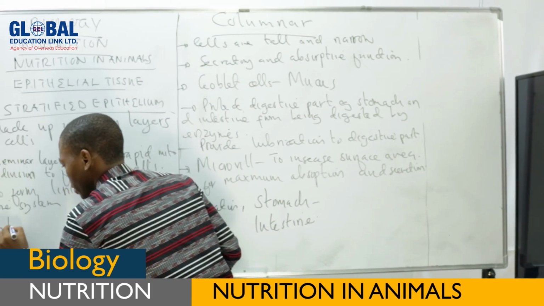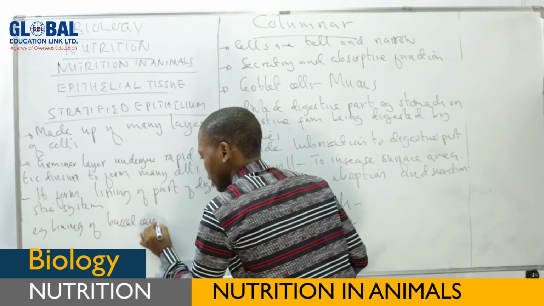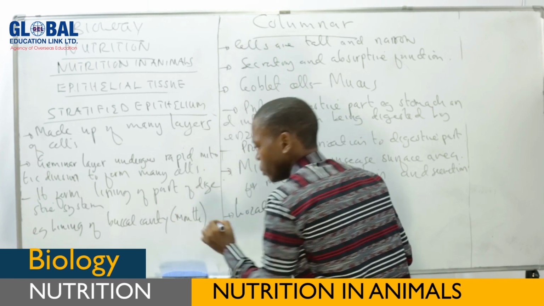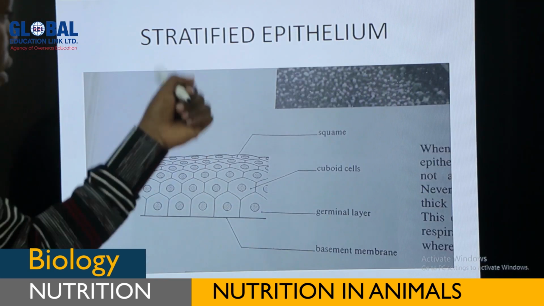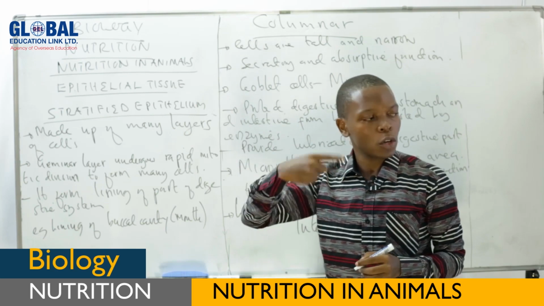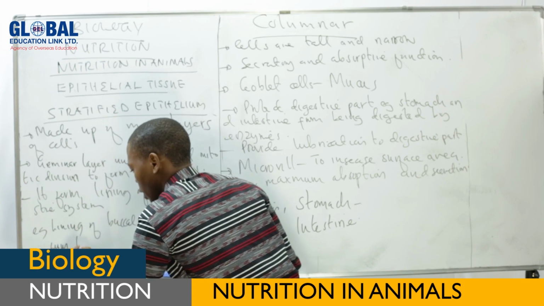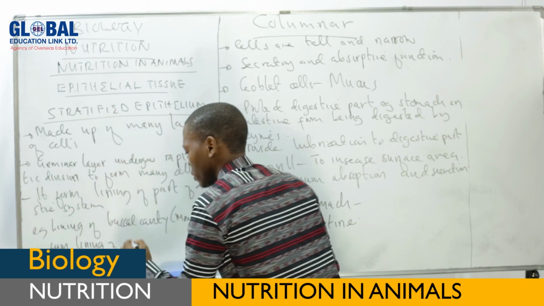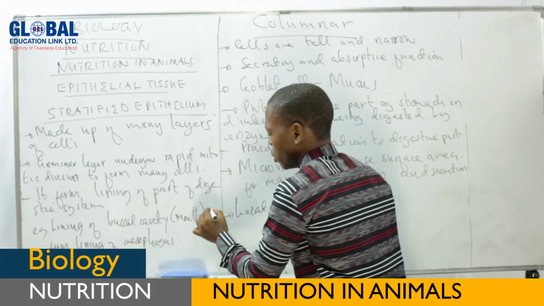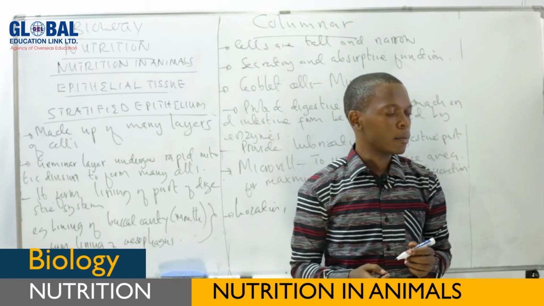Location: they form the lining of the buccal cavity, or we call it the mouth. But again, these stratified epithelial tissues are found in the lining of the so-called esophagus. They form the lining of the esophagus. We normally know that the mouth and esophagus are part of the digestive system.